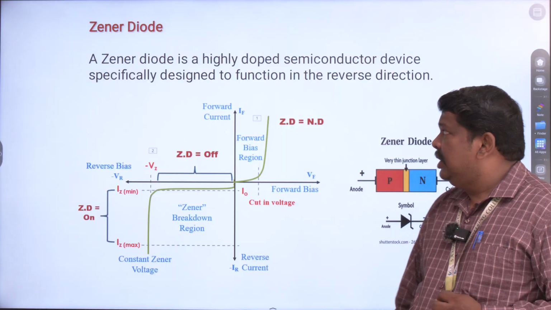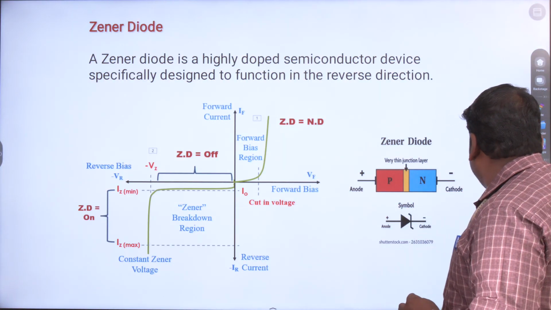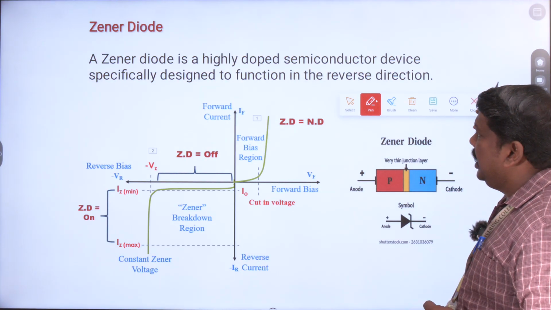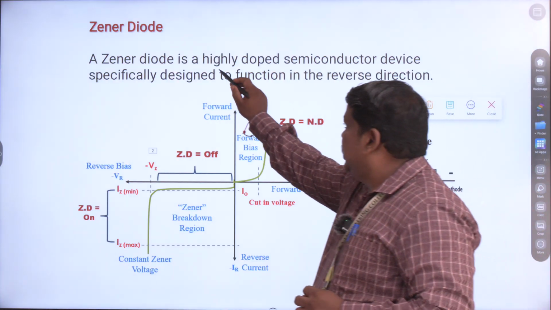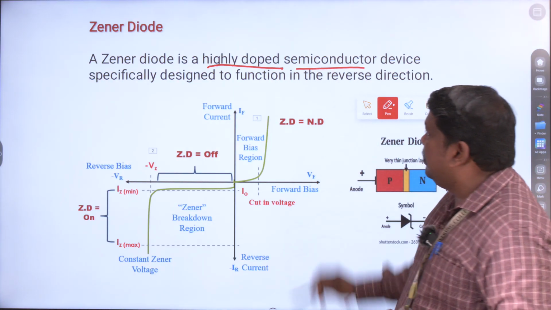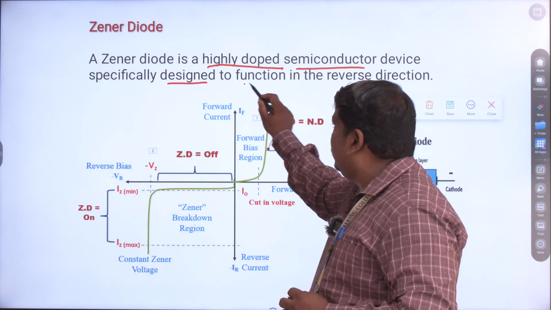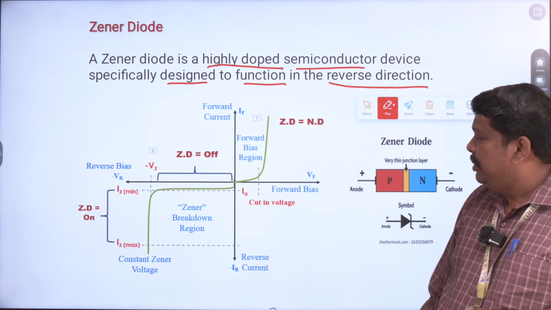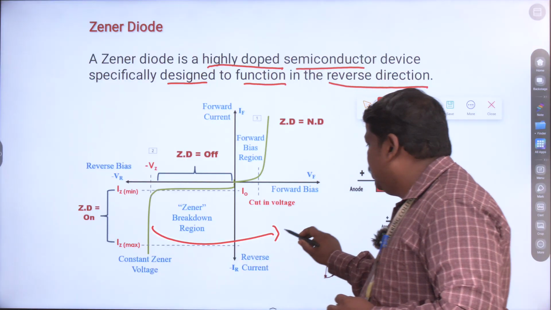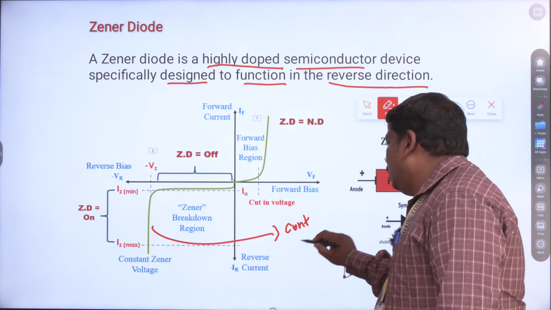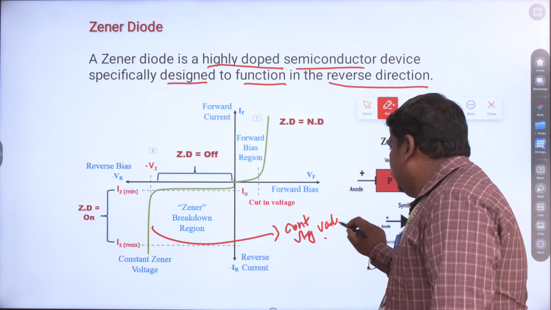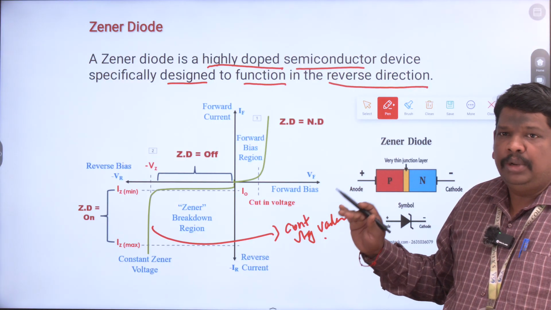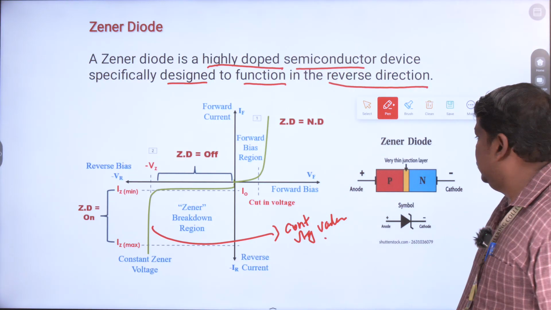And next one is going to be the Zener diode. The most important thing is that it is a highly doped semiconductor device. Especially, it is going to be operated in the reverse direction. It is a highly doped semiconductor device specially designed to function in the reverse direction. The major application of your Zener diode is to work as a voltage regulator. It is going to provide a constant voltage value, so that we use your Zener diode. The Zener diode is operated in reverse bias conditions.